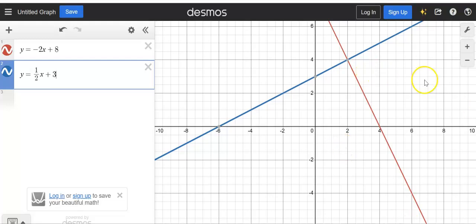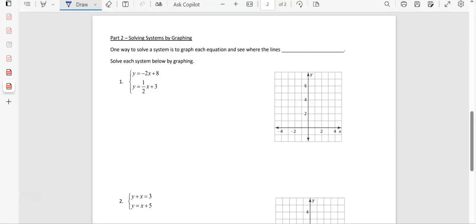So I want you to look and see what's happening here. What do you notice about the point (2, 4)? Well, hopefully you noticed it here. It's where the lines intersect. And so one way to solve a system is to graph each equation, see where the lines intersect.